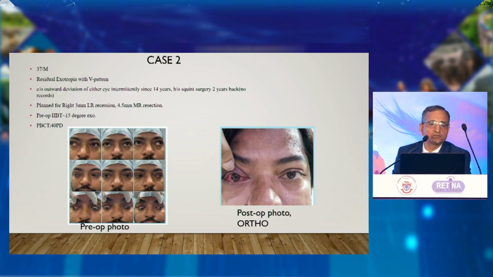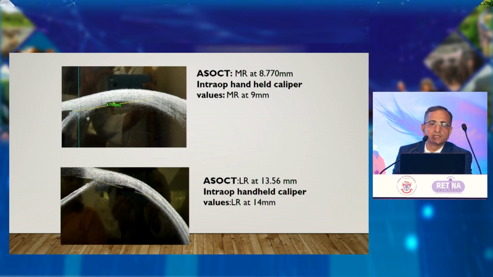This is another case of residual exotropia with V pattern. These are the preoperative and postoperative photographs, and these are the AS-OCT pictures of the medial and lateral rectus. The medial rectus was found at around 8.7 mm, and intra-op it was found at around 9 mm. The lateral rectus was found at around 13.5 mm, and on caliper it was found at around 14 mm.